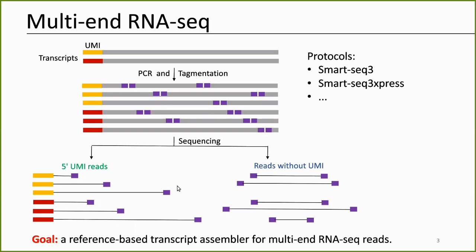After sequencing, we will have two types of reads: reads with barcodes and reads without barcodes. Reads with the same barcode could be linked together to provide strong long-range information, which means that we know that those reads with the same barcode come from the same transcript. And there are also some internal reads without barcode. Our work focuses on developing an assembler for multi-end RNA-seq data and fully taking advantage of the long-range information.